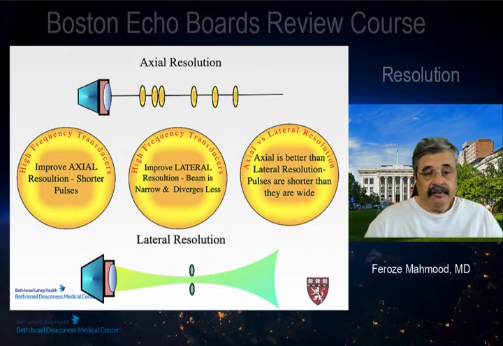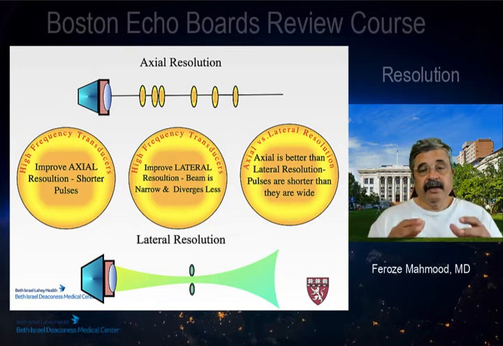So higher frequency transducers improve axial resolution by producing shorter pulses. Higher frequency transducers also improve lateral resolution because the beam is narrower and diverges less. Axial resolution is better than lateral resolution for any given transducer. So for any given transducer, axial resolution is always better than the lateral resolution.